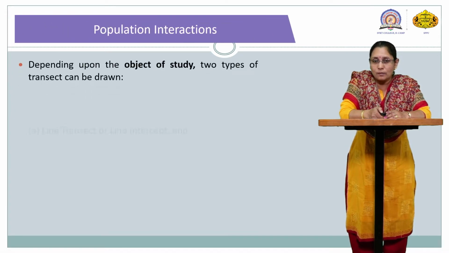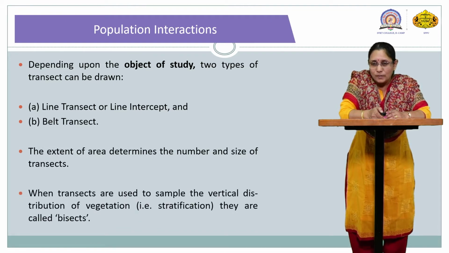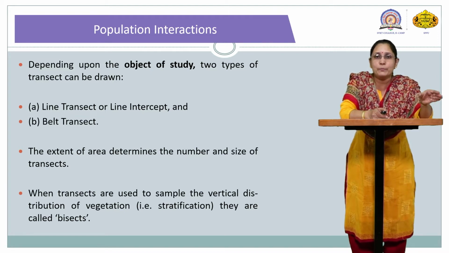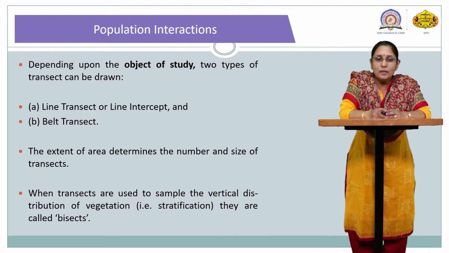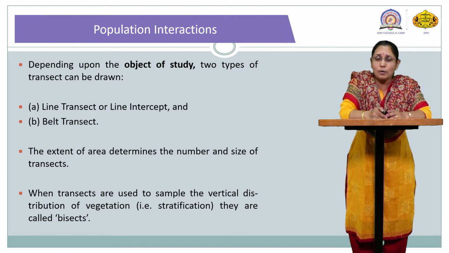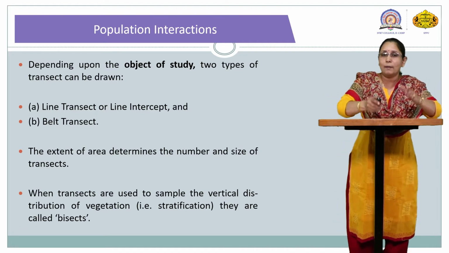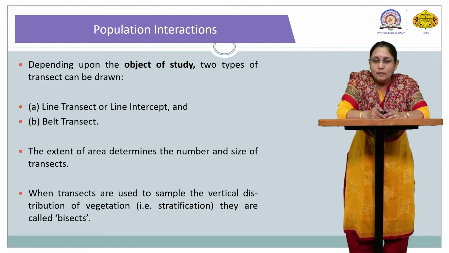Now in the transect method, depending upon the object of the study, two types of transect can be drawn. It depends upon the object which we are going to analyze here. One is the line transect, which is also called a simple line intercept, and another one is the belt transect method. The extent of area determines the number and size of the transect. Extent means the dimension. So the dimension will determine the number and size of that particular transect.